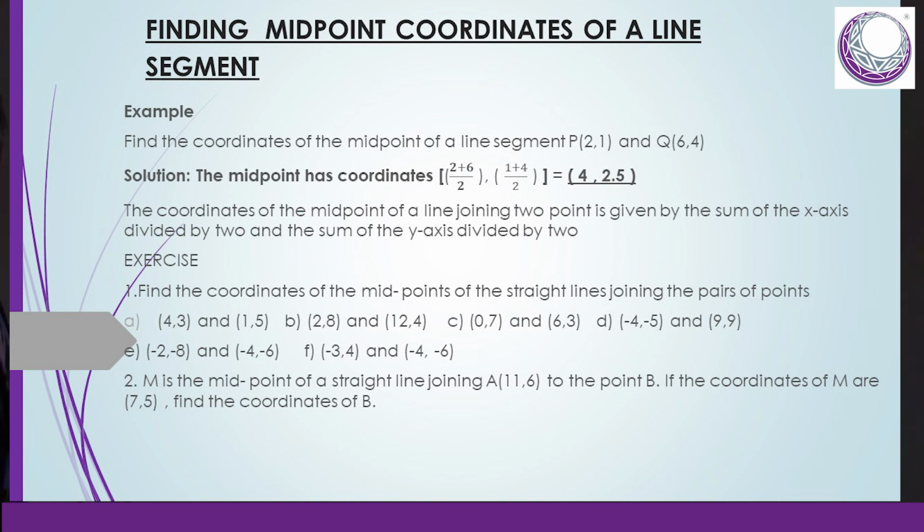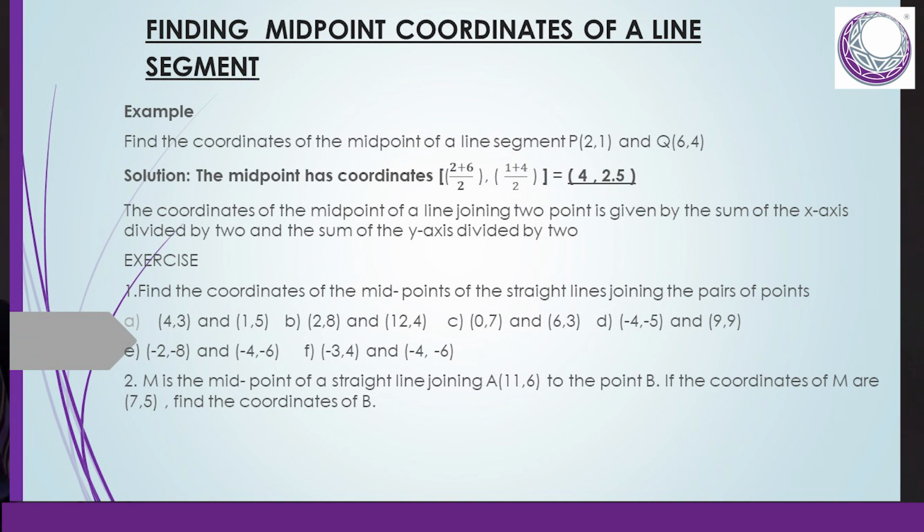I have given my number 1, A, B, C, D, E, and F. Now when we are dealing with, for example, number E, we need to be very careful in dealing with negative numbers. Positive numbers, there is no problem. For example, number 1 A, one can simply say 4 plus 1, which is 5, divided by 2, which gives you 2.5. That gives you the x coordinate. And then for the y coordinate, you simply say 3 plus 5, which is 8. 8 divided by 2 gives you 4. And therefore, you have 2.5 and 4 as the midpoint coordinates.